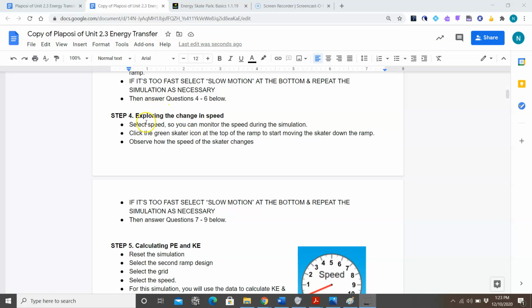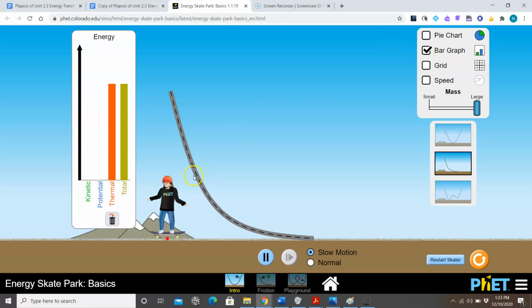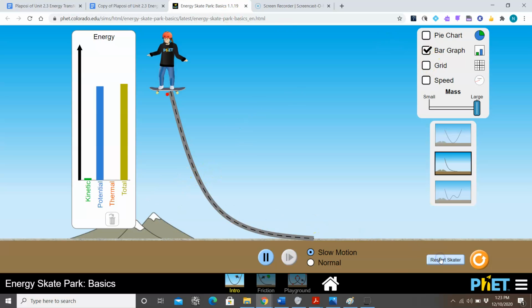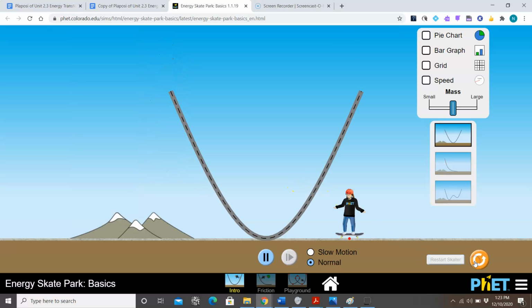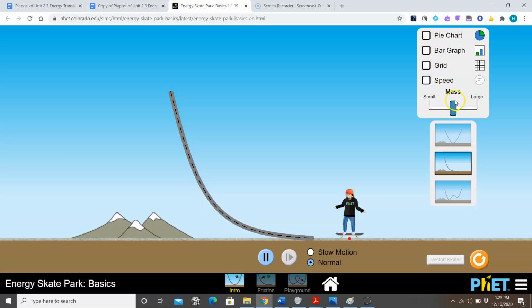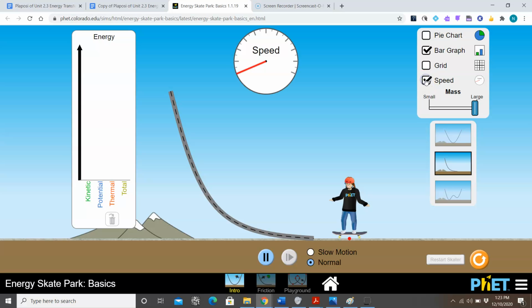Now we're on step 4. We're going to explore the change in speed. So in this step, we are going to monitor the speed as the skateboarder skates down the ramp. Then we'll answer questions 7 through 9. I'm going to reset my skater. Here we go. And I'm going to put the speed on.